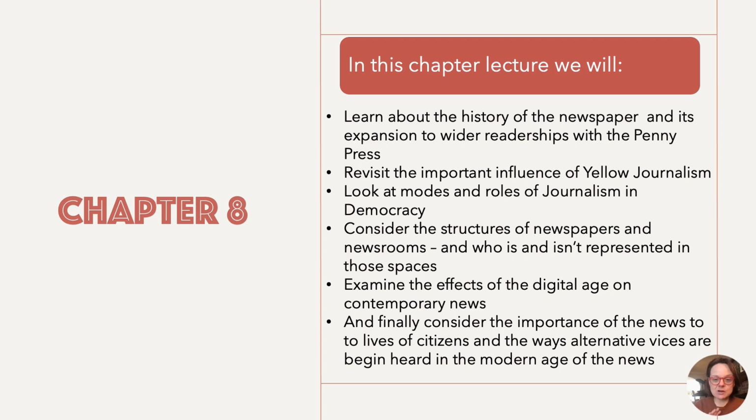So in this first chapter on newspapers, we're going to learn about the history of the newspaper, its expansion to wider readerships. Pay attention to things like the history of the penny press. That's going to come up in some of your assignments. Revisit the important influence of yellow journalism, how it ties into some of the things that happen in contemporary journalism. We're going to look at modes and roles of journalism in democracy and consider the structures of newspapers and newsrooms and who gets to participate in those spaces and who's represented in the ideas and opinions that appear in the news. Examine the effects of the digital age on the contemporary news landscape.